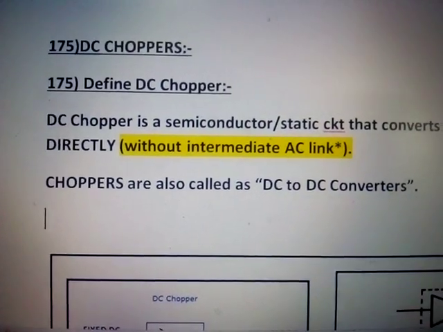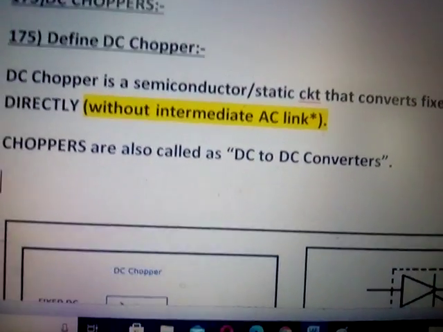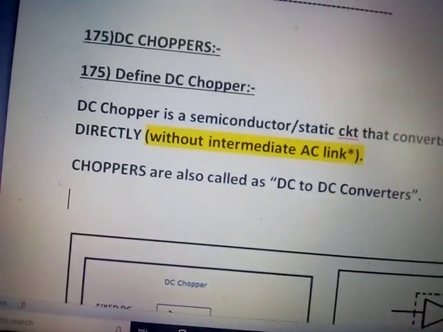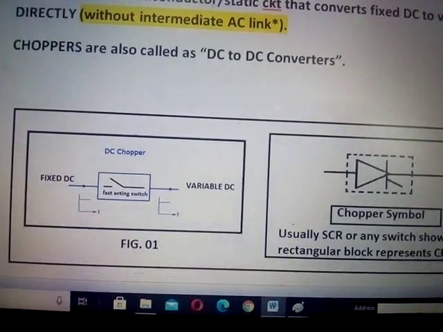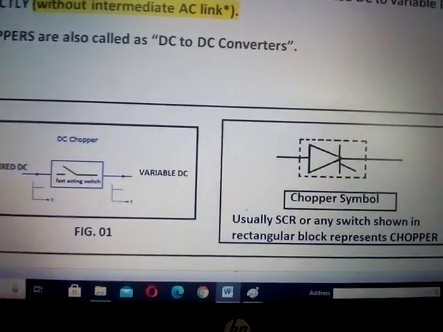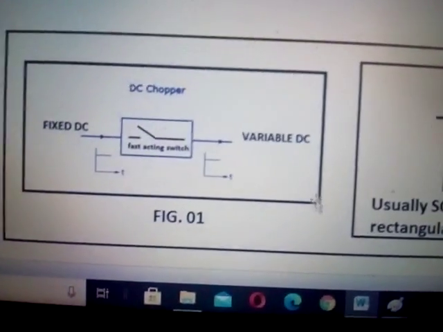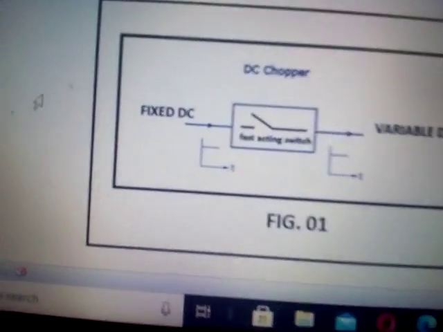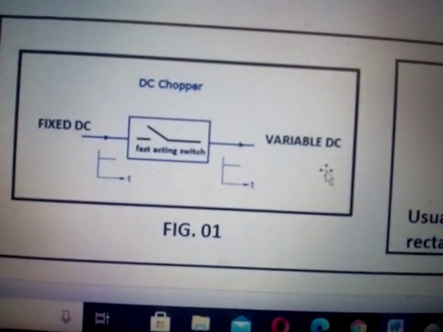DC choppers or DC to DC converters. The symbol is like this, an SCR inside a block. See, here you have fixed DC and at output you have variable DC.